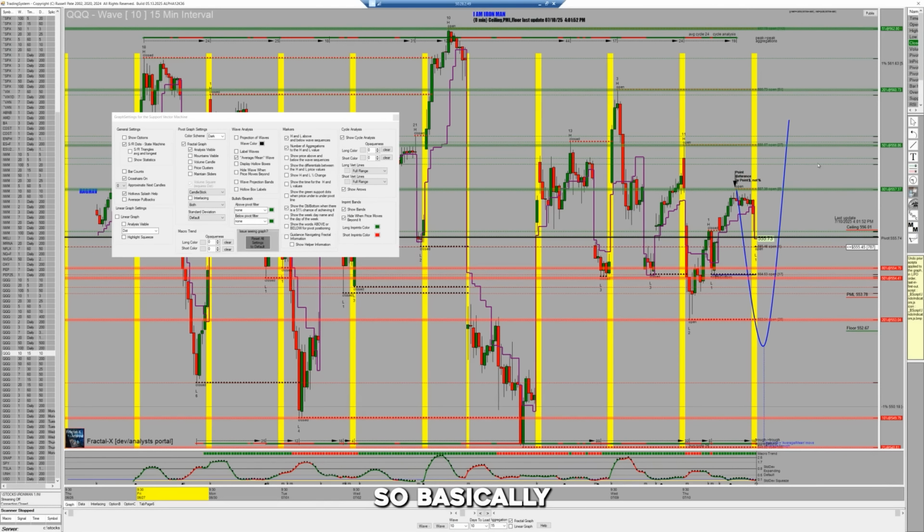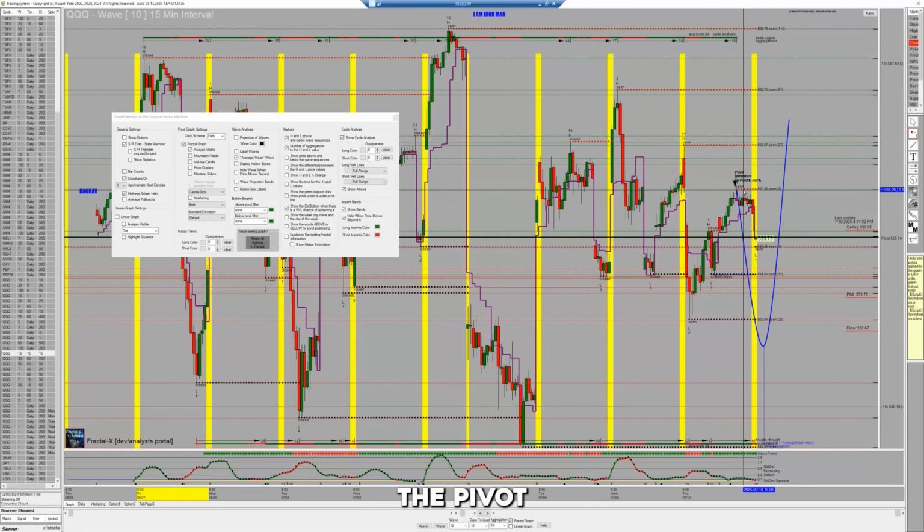Exactly. So basically, all the imprints above the pivot are marked with green, and all the imprints below the pivot are marked with red. Are you seeing that? So that is what the imprint band does. That's all. It's very visual, exactly a visual tool again.